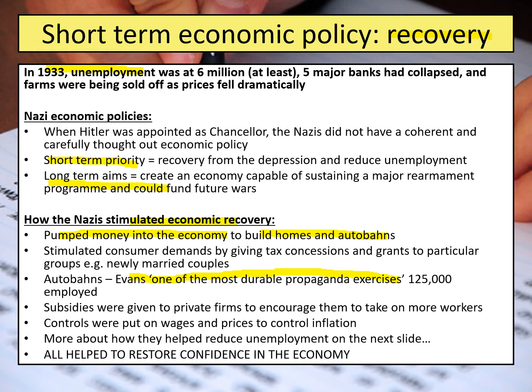They also did things like having tax cuts too, to try and encourage people to spend more. And they even gave loans, for instance, to newly married couples as well, to encourage them to have children and to encourage them to spend as well. So there were lots of different things that they did to help reduce unemployment. I'm going to talk about that a little bit more on the next slide.